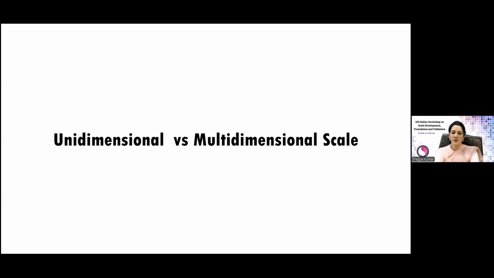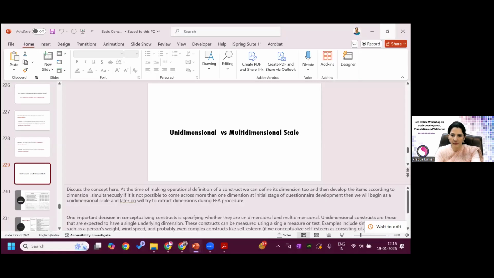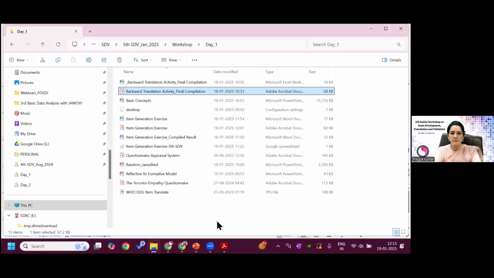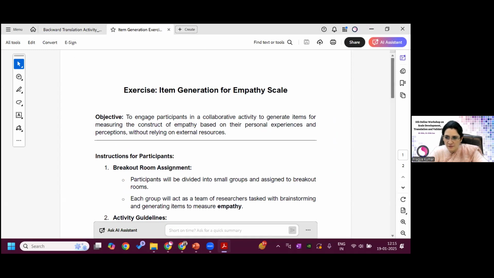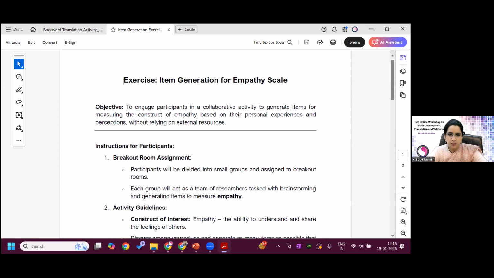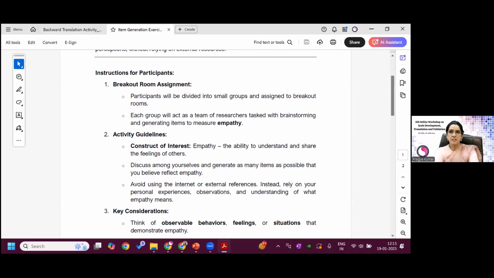So now I think you have to do an item before we start with the next part. We have to start with one breakout room activity. You have to generate items for empathy. We have shared this exercise on WhatsApp and over mail also. The construct of empathy is the ability to understand and share the feelings of others.